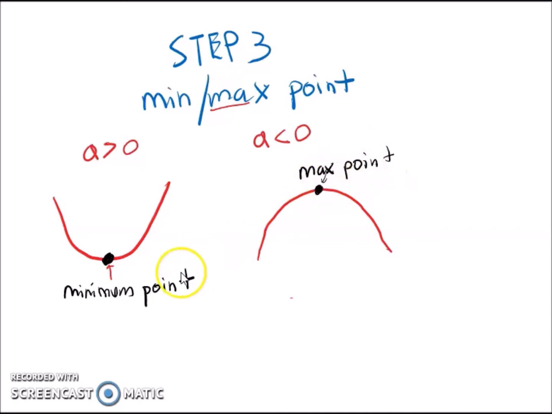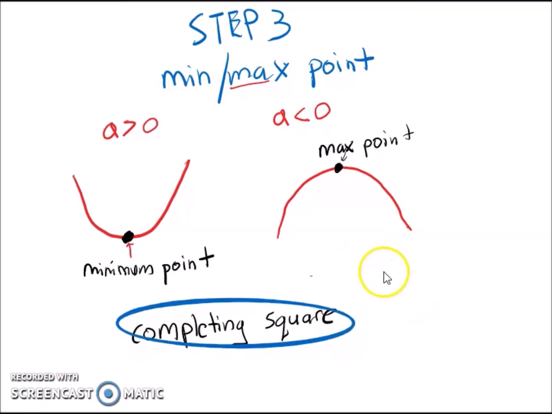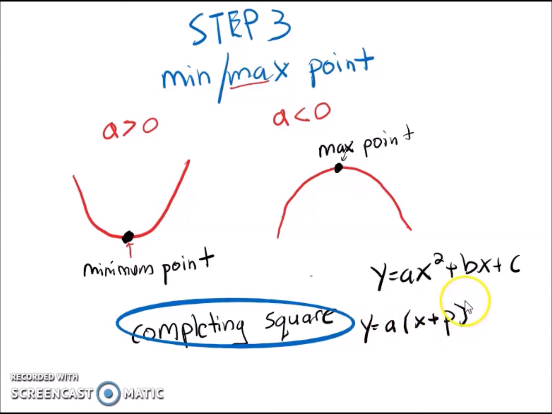So how are we going to get this minimum point and this maximum point? By using the formula. We have to use completing the square. Initially we'll be having this equation, and then we have to transform this equation into completing the square, where we will be having a, and the format of completing the square will be like this. So this is the completing the square.